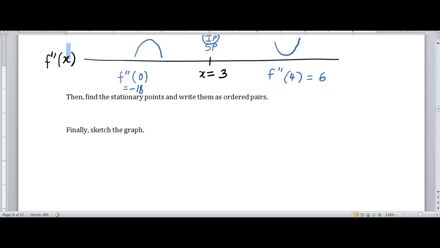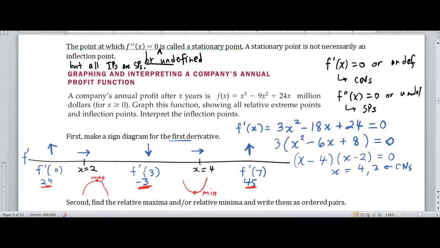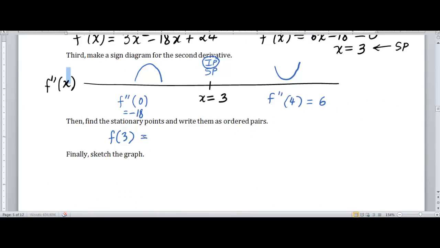Now it says find those stationary points and write them as ordered pairs. So what we need to do is plug 3 into the original function. Okay, so let's plug 3 into x cubed minus 9x squared plus 24x.